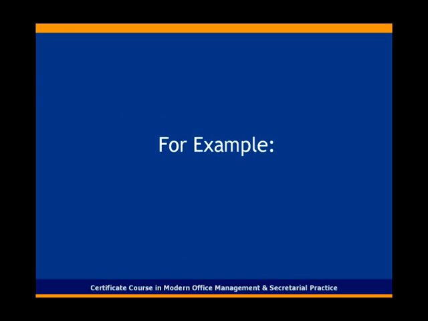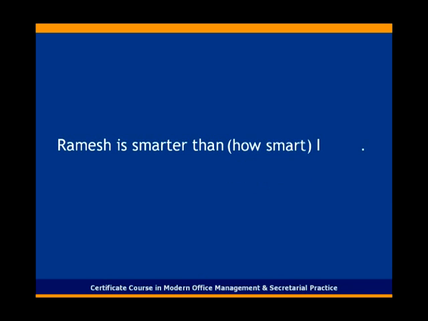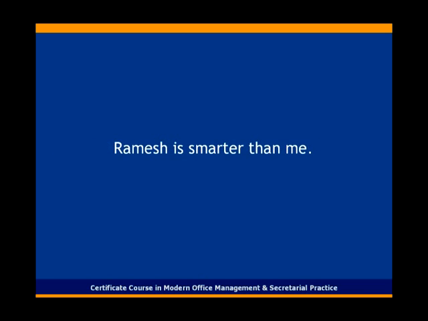For example, Ramesh is smarter than I. We can check to see if we have used the correct pronoun at the end by building onto the sentence, like this. Ramesh is smarter than how smart I am. Let's see what happens when we replace I with me. Ramesh is smarter than how smart me is. This does not make sense. Therefore, we cannot say Ramesh is smarter than me.